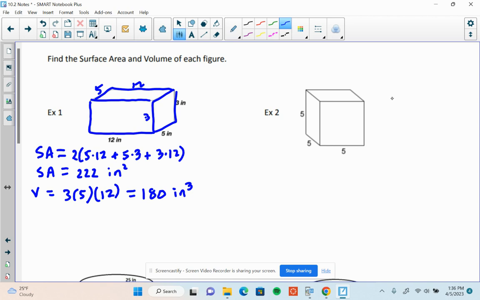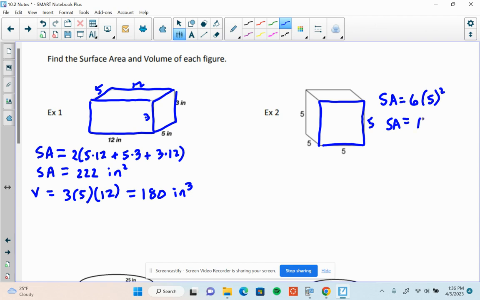Okay, for example 2, what we have is a cube. Surface area of the cube is going to be 6 times side length squared, not squared, cubed. No, squared, because it's area. Each one of these faces is a 5 by 5. So the area of one of them is 5 times 5, or 5 squared, but I have 6 faces of that cube. So the surface area is going to be 6 times 5 squared. Grab your calculator, do the math. What's 6 times 5 squared?